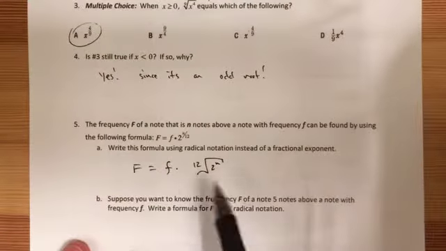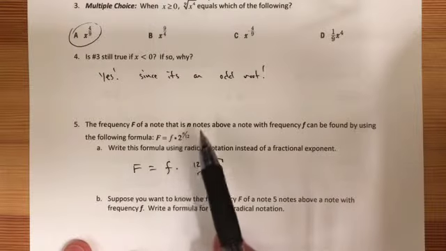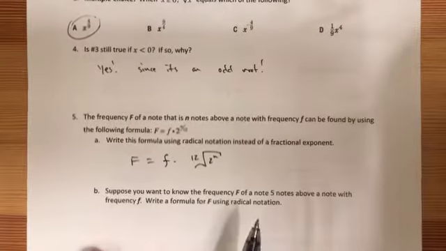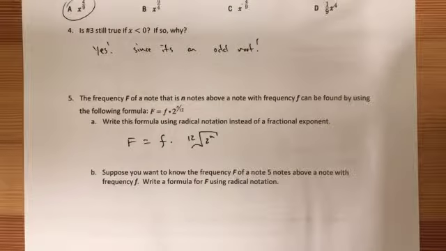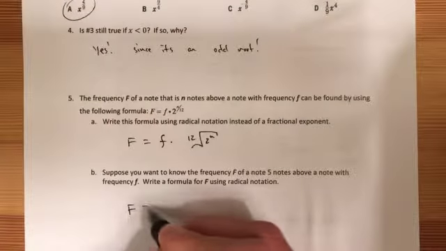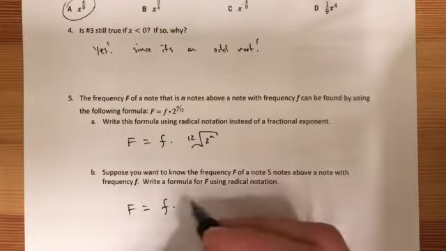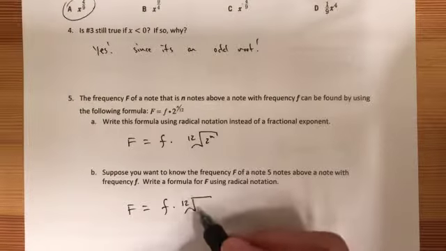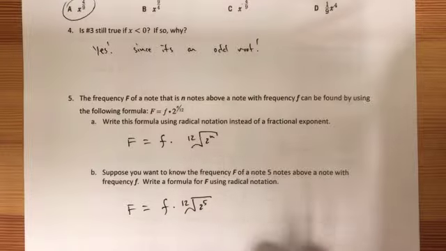So we're going to write that with a 12th root instead of 2 to the 1 over 12. Suppose you want to know the frequency F of a note 5 notes above a note with frequency f. Write a formula for F using radical notation. It would be capital F equals little f times the 12th root of 2 to the 5th.